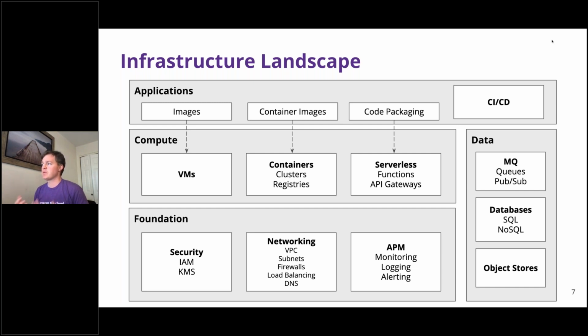And finally, the applications themselves, and how do we get the applications that we're building into the infrastructure? How do we get the images for our VMs in? How do we get the container images in? And how do we package up and ship code into serverless functions? And so all of this is what we think about with infrastructure as code, finding a way to describe using code what all the different pieces of our infrastructure need to do.